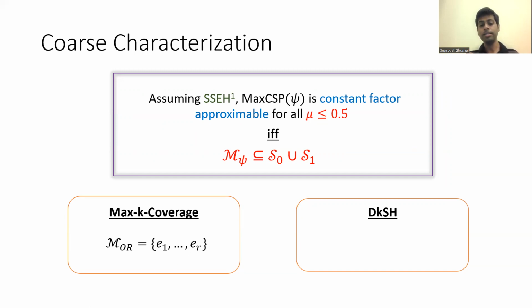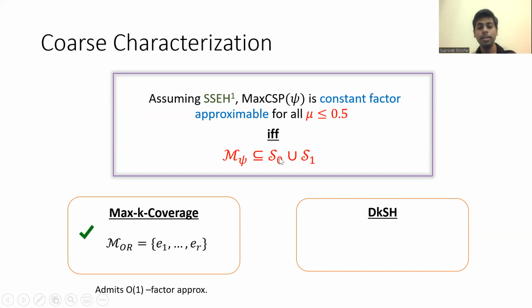So it's basically the set of strings which have exactly one position set to 1. And clearly, this is a set which is contained within the set of all strings which have Hamming weight at most 1. And therefore, our characterization says that max-k coverage does admit a constant factor approximation algorithm, which again supports what we know from previous results.